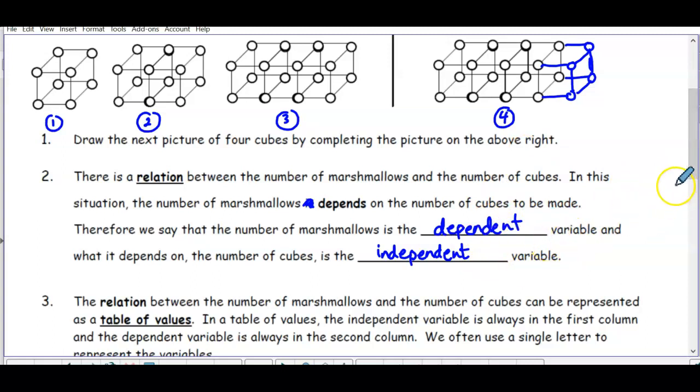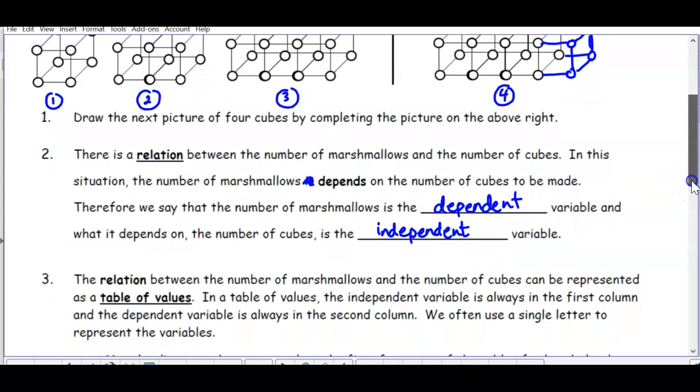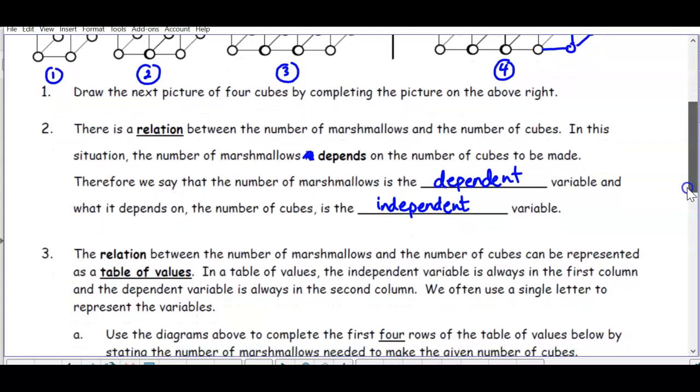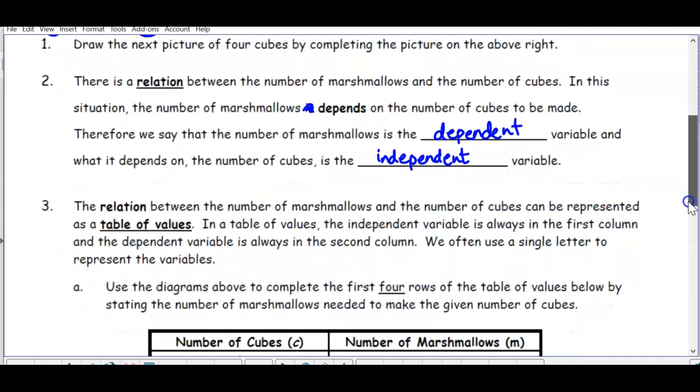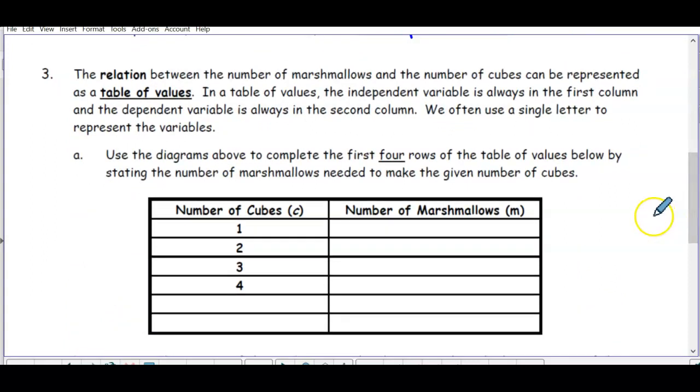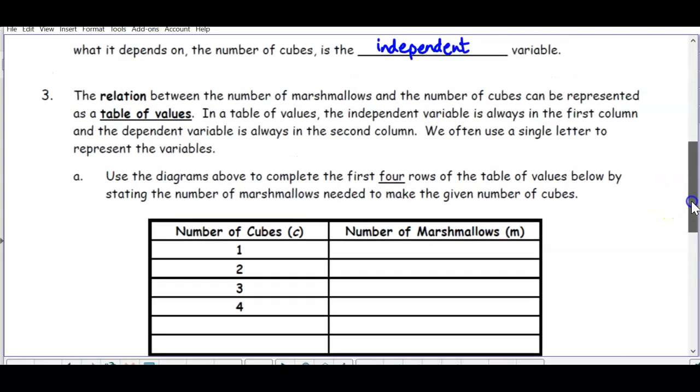The relation between the number of marshmallows and the number of cubes can be represented as a table of values. In a table of values, the independent variable is always in the first column and the dependent is always in the second. We often use a single letter to represent the variables. So here's a chart that we've made for you, a table of values. Use the diagrams above to complete the first 4 rows of the table of values below, stating the number of marshmallows needed to make the given number of cubes.